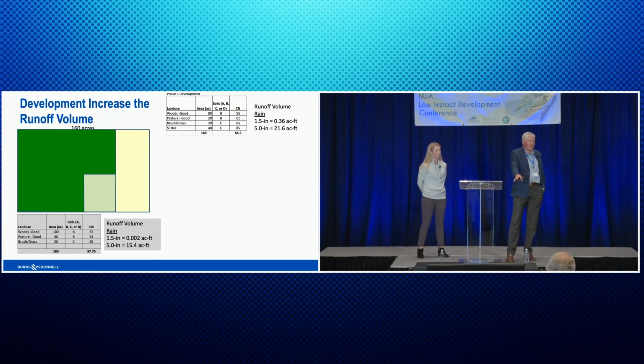Because I'll show you why here in a second. If you look at the volume, in pre-existing conditions when it was undeveloped, 0.002 acre feet. When I developed the first 40 acres, I've already changed it three orders of magnitude. That volume from the 1.5 inch rain now has gone up to 0.36 acres.